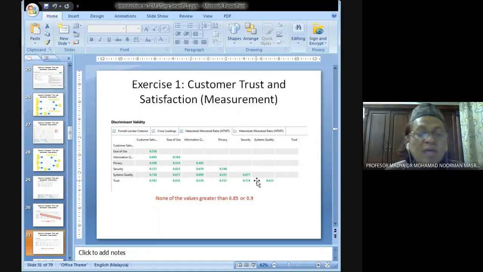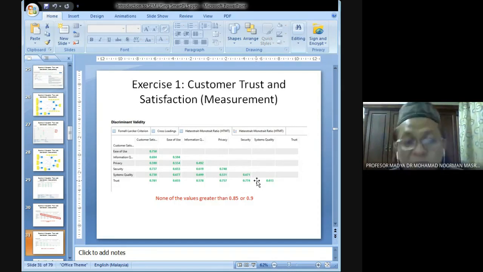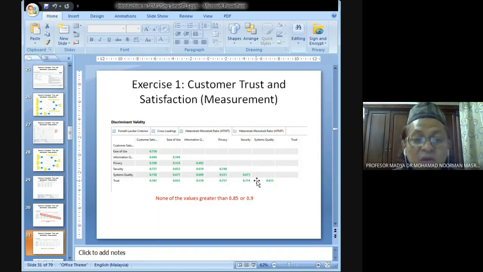Now, if you analyze using Fornell and Larcker and there is no issue, then it is sufficient to report Fornell and Larcker. But if there are issues with Fornell and Larcker, and then when you look into heterotrait-monotrait there is no issue, then you choose the heterotrait-monotrait, HTMT. But if both have no issue, then it's fine to report both the Fornell and Larcker criterion and the heterotrait-monotrait, or HTMT.